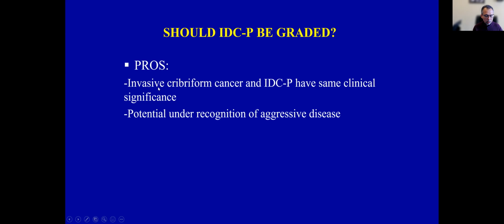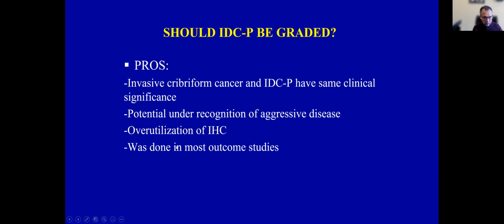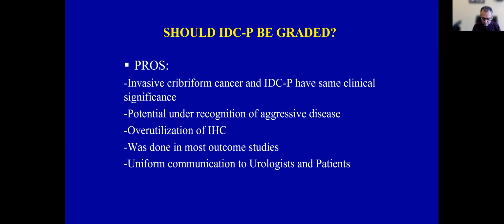The arguments for include that invasive cribriform cancer and intraductal carcinoma, as I told you, have similar clinical significance. By separating it, there is a potential under-recognition of aggressive disease. There may be a risk of significant overutilization of immunohistochemistry. This was not done when Dr. Gleason introduced the grading system, and many subsequent outcome studies have not separated these two out. And this provides us an opportunity for more uniform communication to urologists and patients.